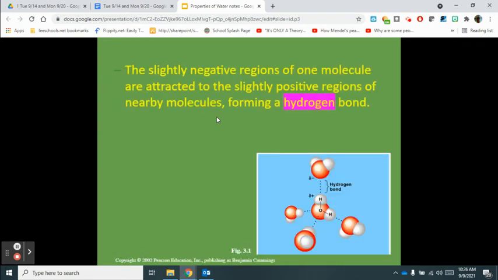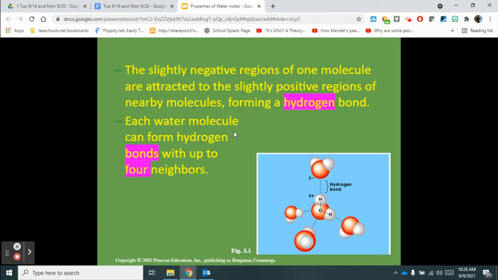The slightly negative regions of one molecule are attracted to the slightly positive regions of the nearby molecules, forming hydrogen bonds. So the hydrogen atom is going to be attracted to the oxygen, because the oxygen is slightly negative and the hydrogen is slightly positive. Each water molecule can form hydrogen bonds with up to 4 neighbors.